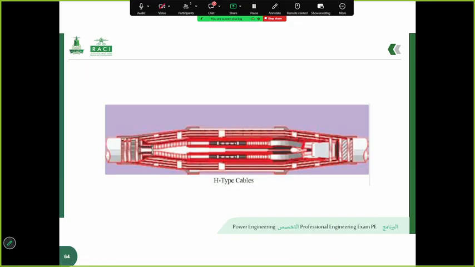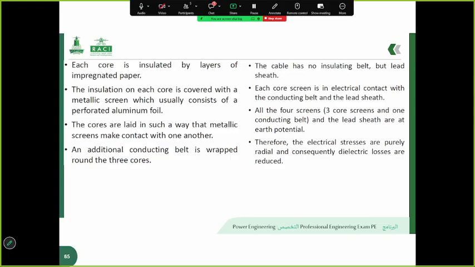So we can see the H-type cables in this slide. This detailed diagram illustrates how the layers of two separate cables are connected to form a continuous joint. The most critical aspect of the H-type cable construction is the metallic screen around each individual core, which is visible in this figure.